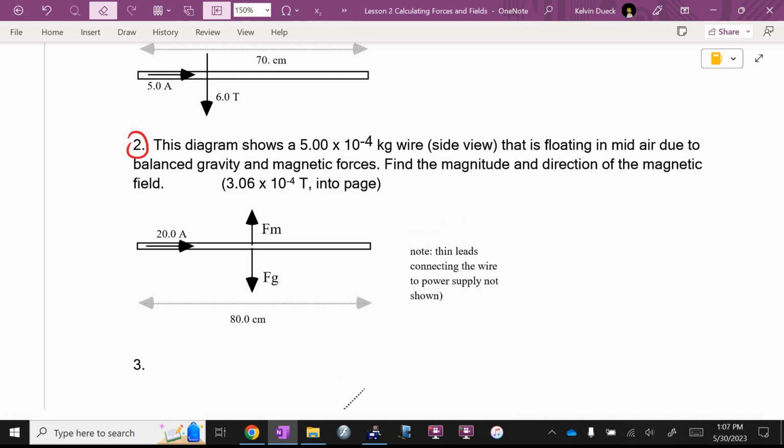2 is good. In number 2, we have balanced gravity and magnetic forces. In other words, Fg is going to be equal to Fb. That's going to be your starting point. Fg is going to be mg because you're on Earth. You don't need to go cosmic. And Fb will be Bill. So you'll have mg equals Bill, and it wants you to find the magnetic field.